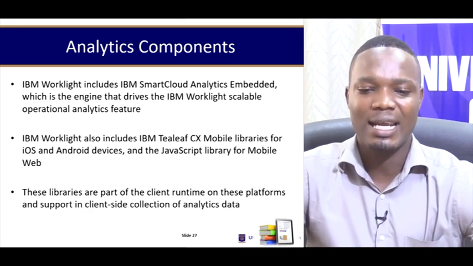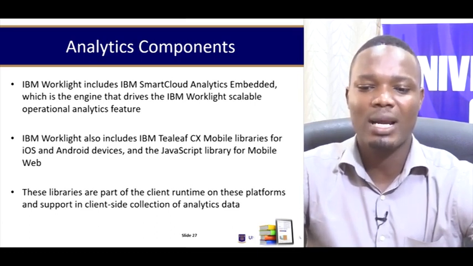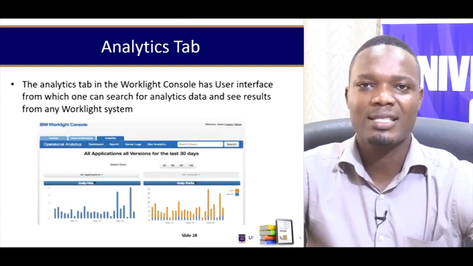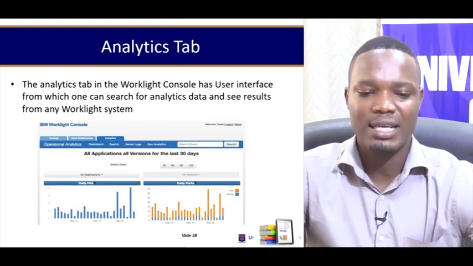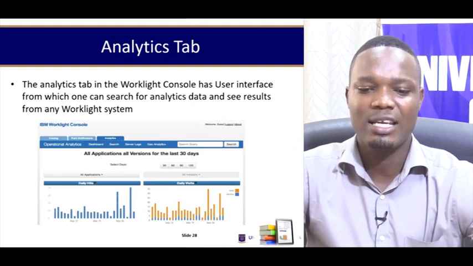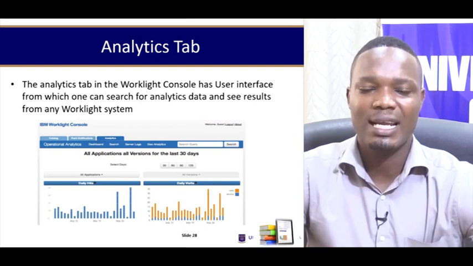Then we also have the analytics component. IBM Worklight includes IBM SmartCloud Analytics, which is the engine that drives the IBM Worklight scalable operational analytics feature. Here we are able to get access to some analytic features using Worklight. There's the Analytics tab, and here is a screenshot of the Analytics tab. From this chart, we can see daily hits and daily visits. So these are sample analytics that you can gain from using the Analytics tab.